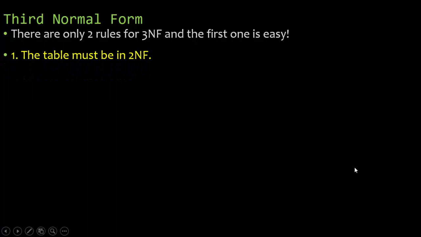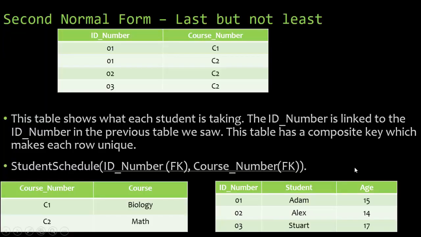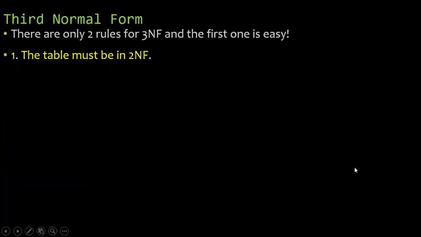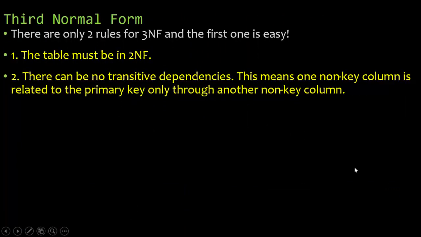If you get it in 2NF, you're 50% of the way there. Now, just to be clear, sometimes when you're in 2NF, you're also already in 3NF. Looking at our last table, this is also automatically in 3NF as well. How do you know if you need to go to 3NF? There can be no transitive dependencies.